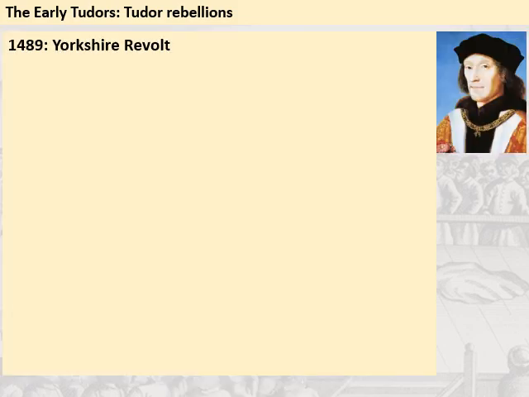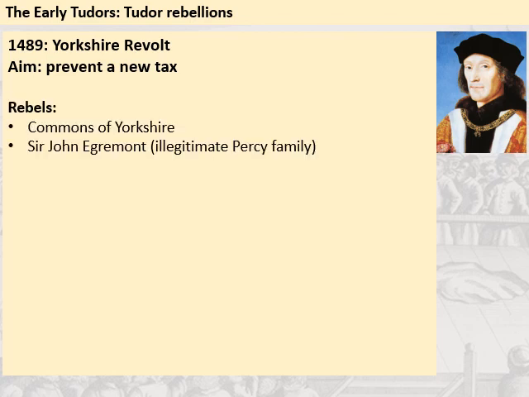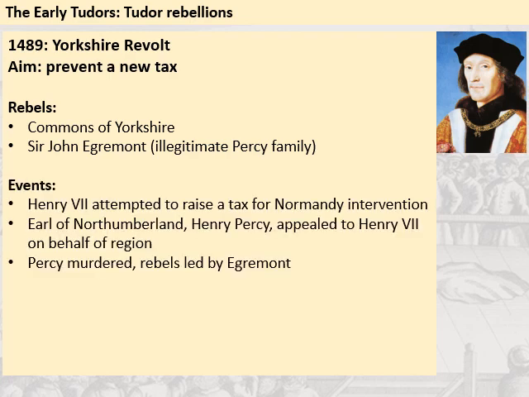So let's look at the events of the Yorkshire Revolt. This was a revolt to try to prevent the imposition of a new tax. The concerns are mainly financial. So it's mainly the commoners, the lower orders, who are most affected by this, and they take the lead in this rebellion. This is a lower orders phenomenon on the whole. They're led by an illegitimate member of the Percy family, who were the historic regional power in the north. And it's Sir John Egremont, an illegitimate member of that family, who takes leadership.